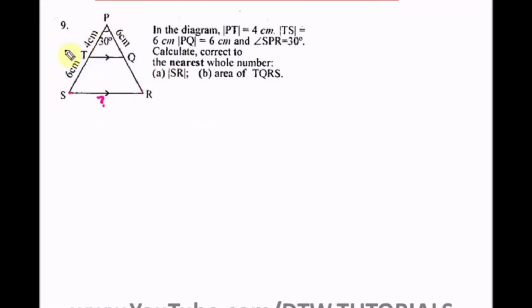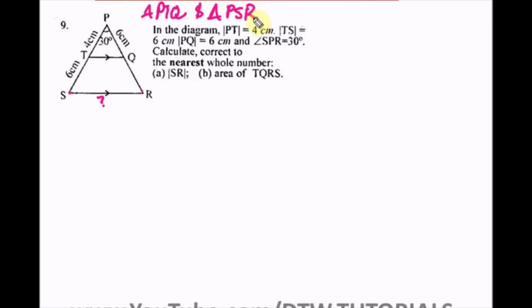Now, if you look at this triangle, we have two triangles here. We have triangle PTQ, which is this triangle here, and triangle PSR. Okay, so you can see that these two triangles are similar triangles, since they have the same angle here. Okay, and remember the properties of similar triangles. I hope you remember that. If you don't, try to revise on triangles.